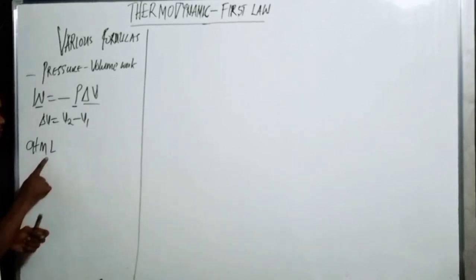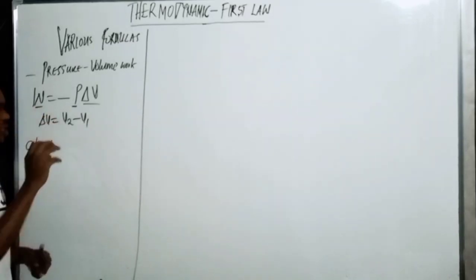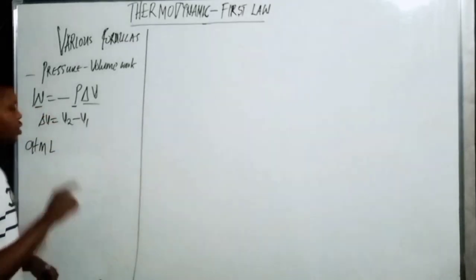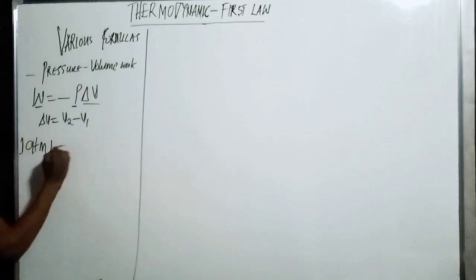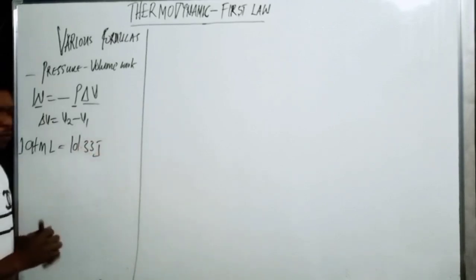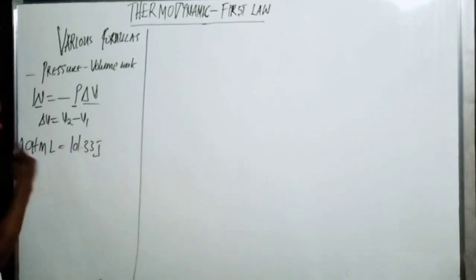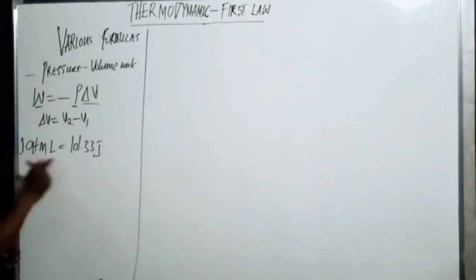Now we need to convert atm liter to joules, because the unit of work is joules. Do you understand? So 1 atm liter is equal to 101.33 joules. So you have to convert atm liter to joules.